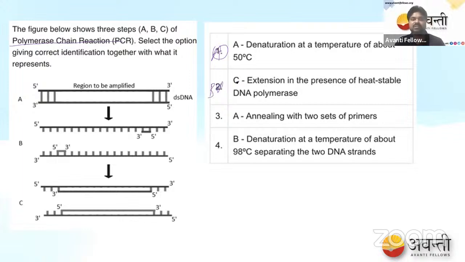यहाँ पर हमें सी, extension in the presence of heat stable DNA polymerase. Option A, annealing with 2 sets of primers. And next is B, denaturation at temperature about 90 degrees Celsius. ये रहेगा D option, ये रहेगा C option. ठीक है, ये रहेगा D. चलो इसका आंसर करो. आई एम लॉन्चिंग पोल फॉर इट, एंड आंसर फास्ट.